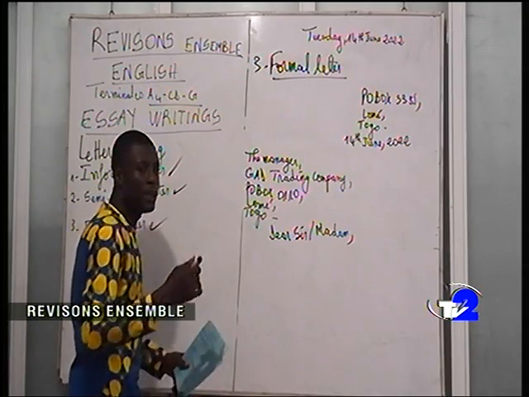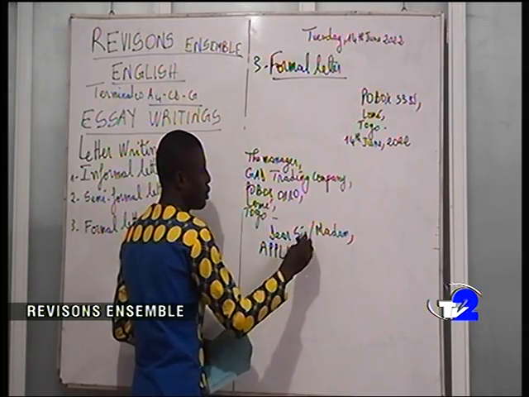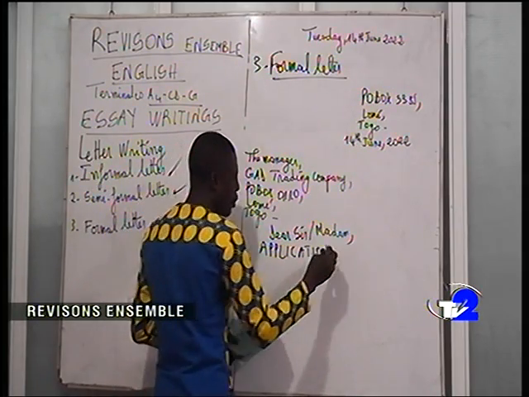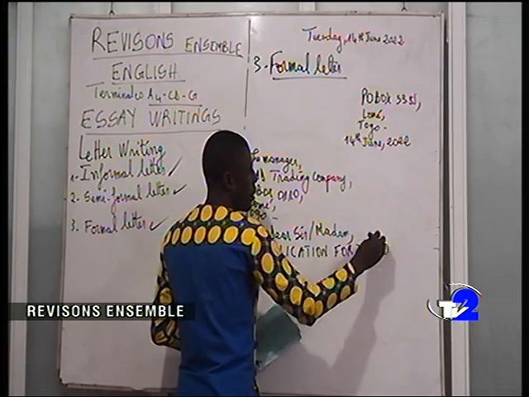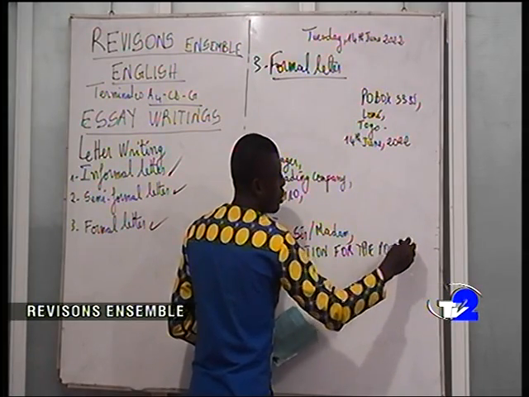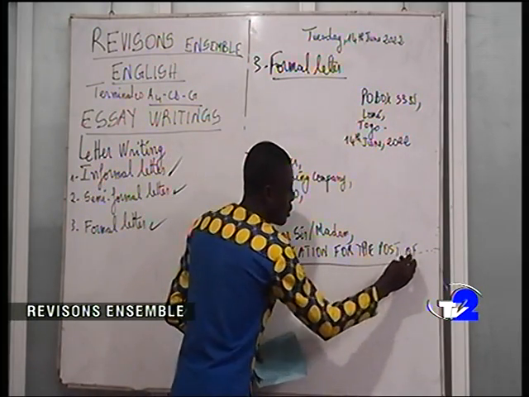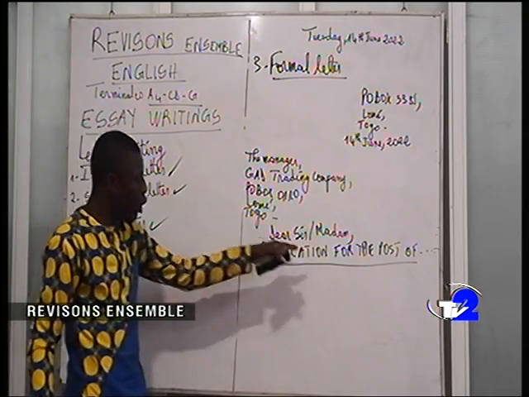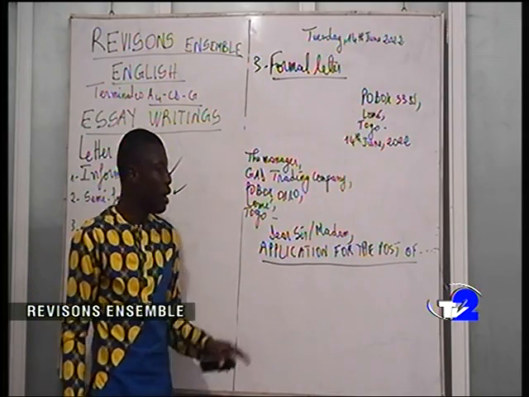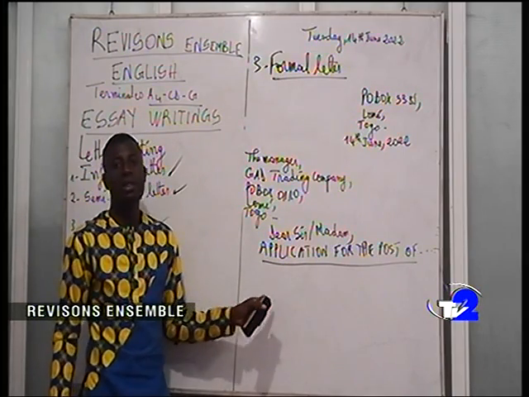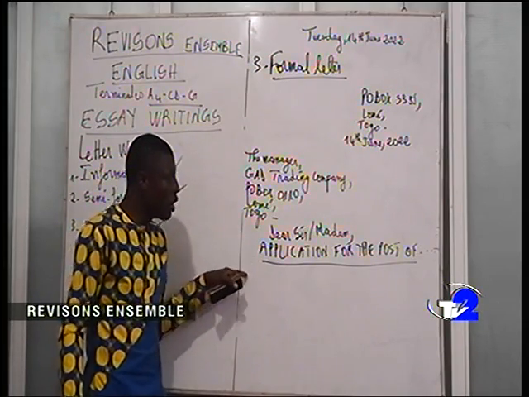Now you write the purpose of the demand, which is application for the post of, you add it, and you do what? You underline it. So application for the post of, you add the post that is needed there. You write it in capital letters. It is always in capital letters, and you underline it again.